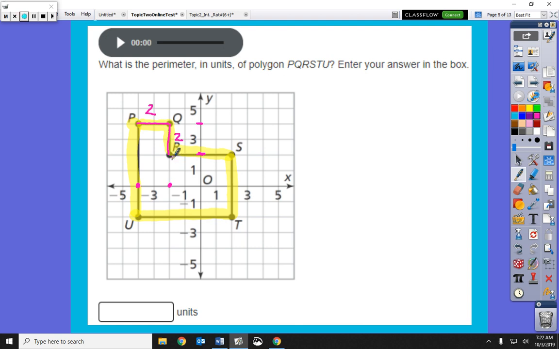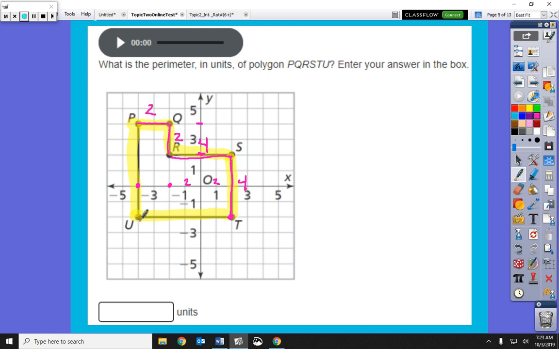Here, I'm going from R to S. We are at a -2, and we go to a 2. Well, -2 is 2 away from 0, and 2 is 2 away from 0, so that gives me a distance of 4 units. I now go S to T. S is at 2. T is at -2. Same thing here. Because I'm going vertically, I'm going to cross over the x-axis. The distance from S to 0 is 2. The distance from 0 to -2 is 2. 2 and 2 gives me 4.